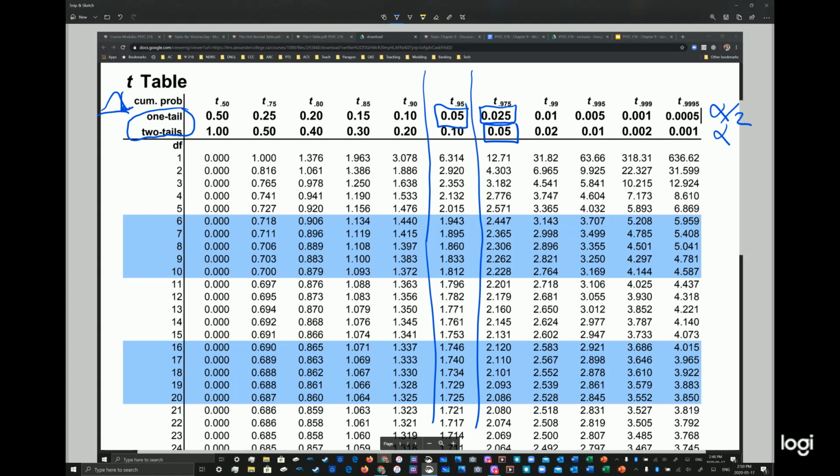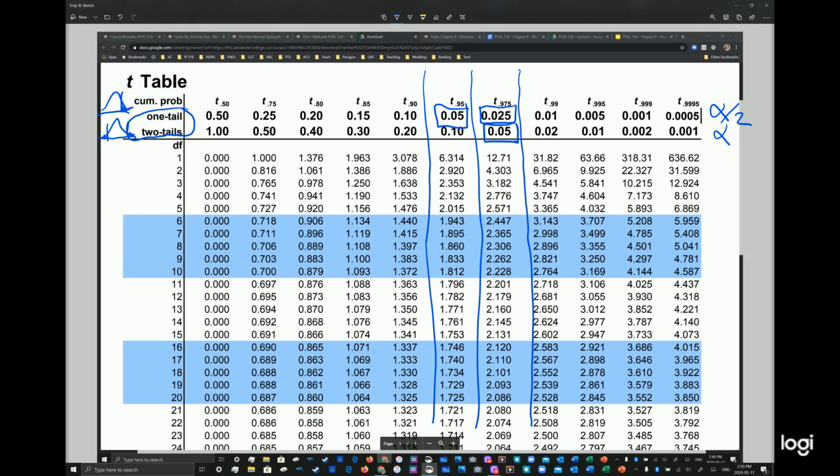Again, it could be positive or negative. I'm just going to use the right tail for now. And then two tails is where the alpha is split into two tails. In the next column, for a two-tailed test of alpha 5% or 0.05, each tail is 0.025. So you read the critical t values from the 7th column here.